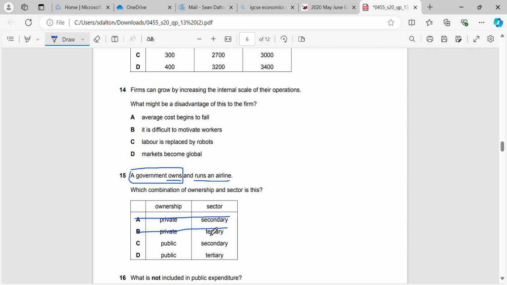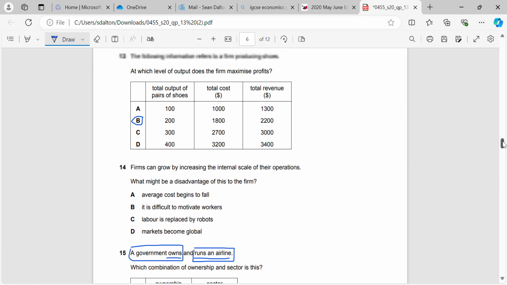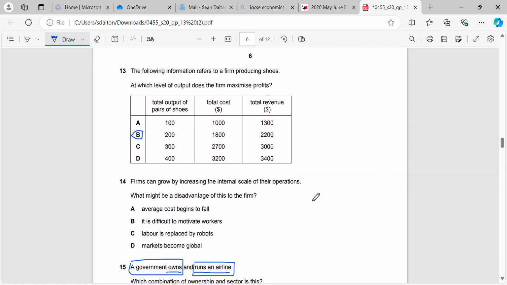Okay, and then we need to answer the question of, is it secondary or is it tertiary? So what's an airline? Tertiary, remember, is a service, and secondary is a manufacturing industry. They're running an airline, so what are they doing? They're providing a service. That service being able to fly. So the ownership will be public sector and the sector will be tertiary. They're providing a service by operating an airline. Manufacturing would be if they're making something. So manufacturing, we think about our factories and the production of goods and services.